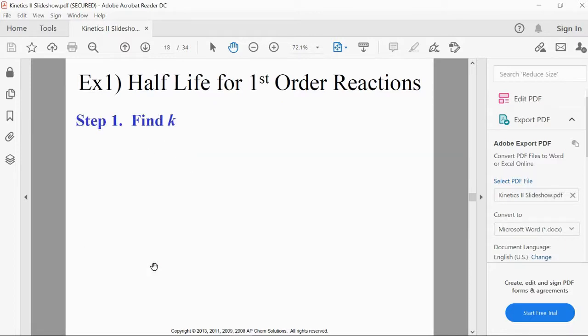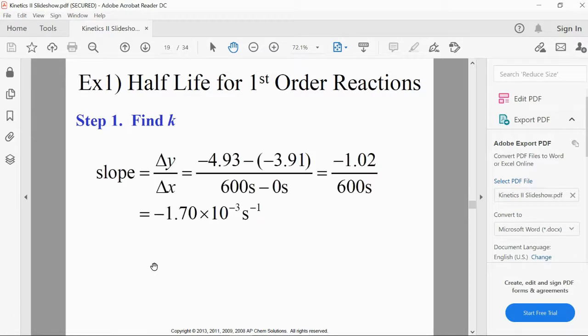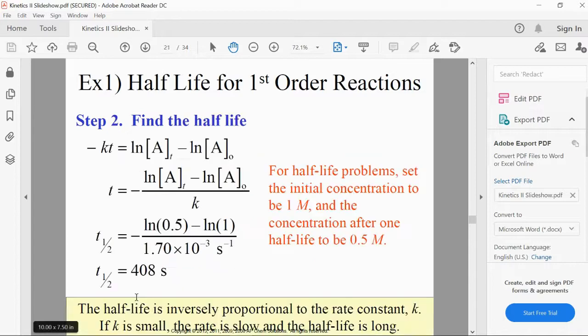And so to tackle this, let's first find k. So we can just use some of the information on the graph to determine k. And remember, if we rewrite our integrated rate law in y equals mx plus b form, k is the same as negative slope. So to find slope, you can just do rise over run, and then take the negative of this value, and our k is 1.7 times 10 to the negative third s to the minus 1, or 1 over s. So now we have k.